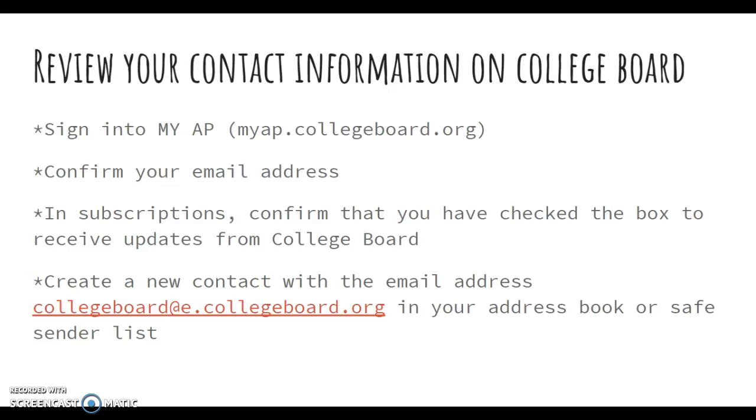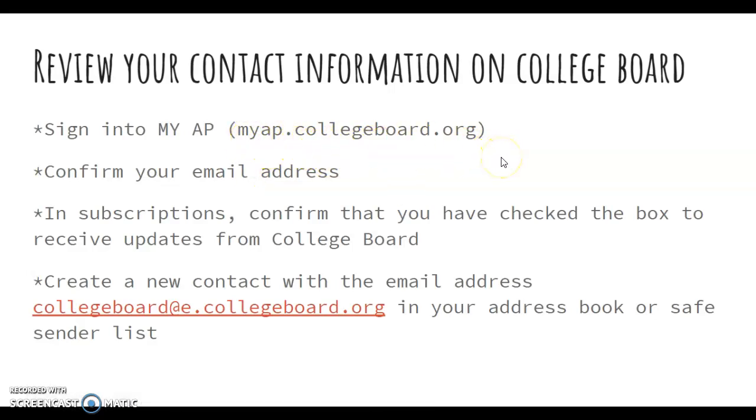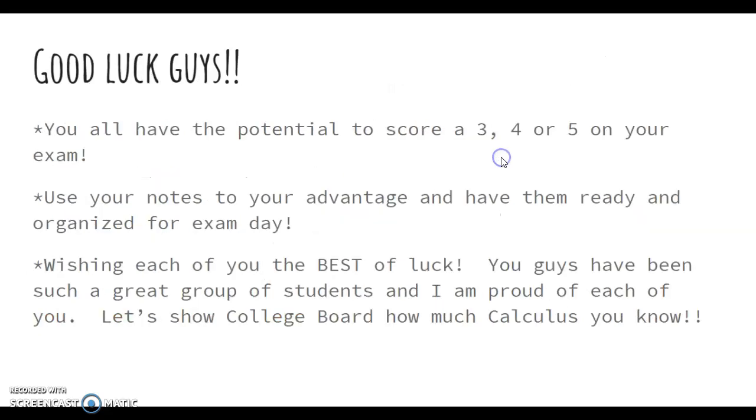And then in your actual email, if you're not getting College Board emails, if you add a new contact as that College Board email address, that will make sure that you're getting your emails. So just remember, if for some reason you don't get an email, it's okay. Everything you need will be at My AP. So your e-ticket, which is essentially what you need.